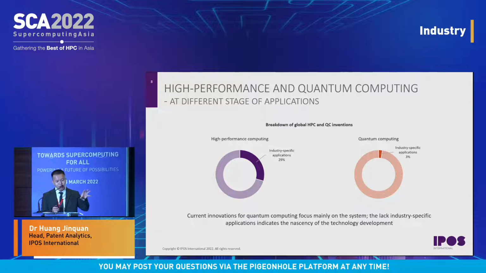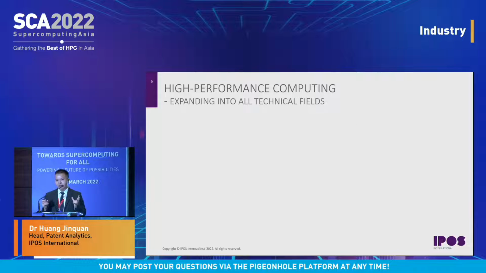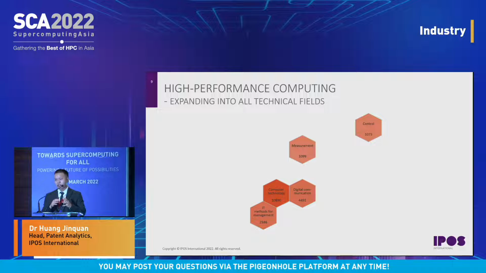So we have seen a lot of applications in using high-performance computing. So what are these? I actually classified the 20,000 inventions relating to HPC according to the tech fields. Not surprisingly, most of them belong to computer technology. That's the nature of high-performance computing. But increasingly, we're also seeing more inventions designed for purpose-specific functions, for example, control measurement.